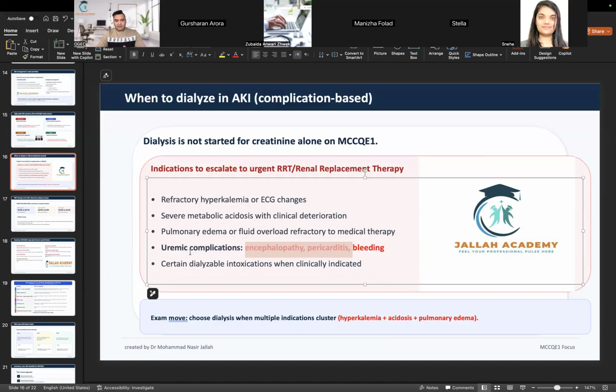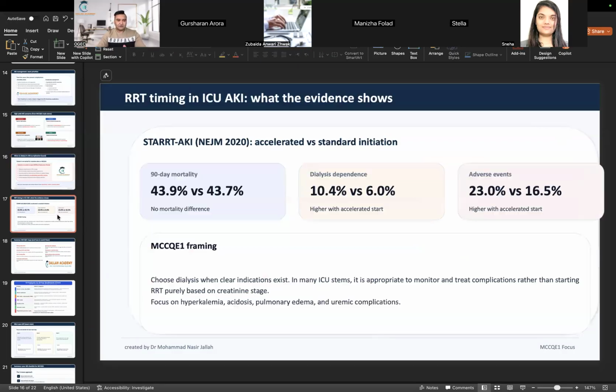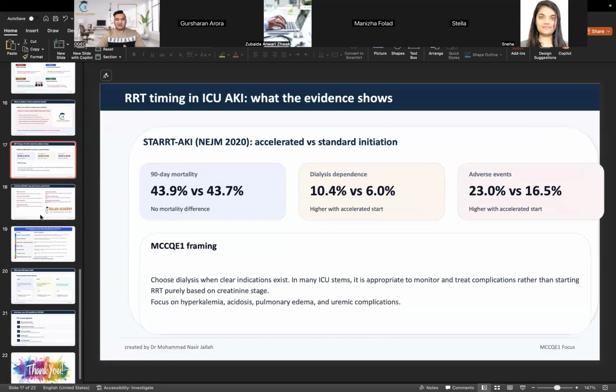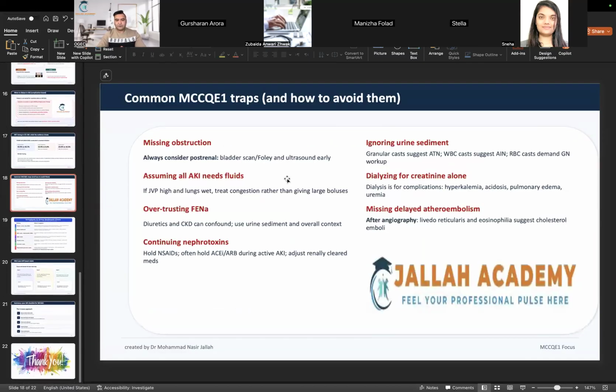I mean, uremic complications. So certainly dialyzable intoxication when clinically indicated. So this one I mentioned. These are not important because they're not asking you for the percentage, but I had to put it.